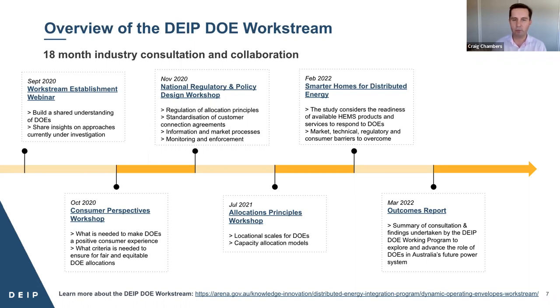And we have commissioned two reports, one looking at the readiness of what we're calling home energy management systems, how ready are those products and services to respond to dynamic operating envelopes, and another report, soon to be released, looking at the readiness and the thinking within network businesses around utilizing this type of technology. And from that point, we have spent a lot of days as this group of panelists on this call pulling together an outcomes report. And I'll talk to that on the next slide, please.